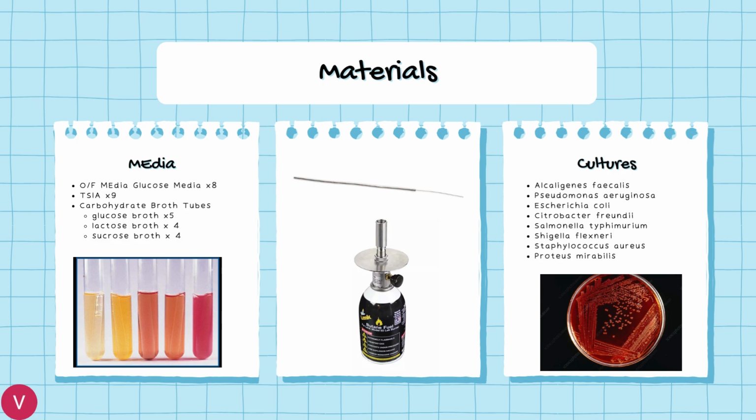The materials used for this lab are the following. For media, we used the oxidative fermentative glucose media, and we used 8 of these. Then we used the TSIA, we used 9 of these. For our carbohydrate broth tubes, we used 5 of the glucose broth ones, 4 of the lactose, and 4 of sucrose.